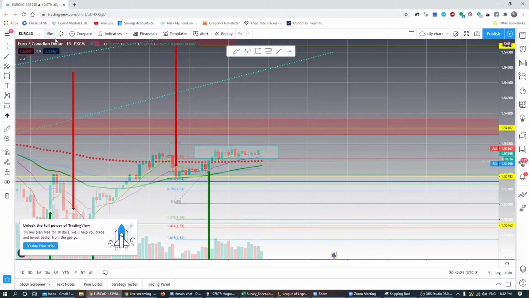So on a 15-minute time frame for EURCAD, we are in a consolidation box.